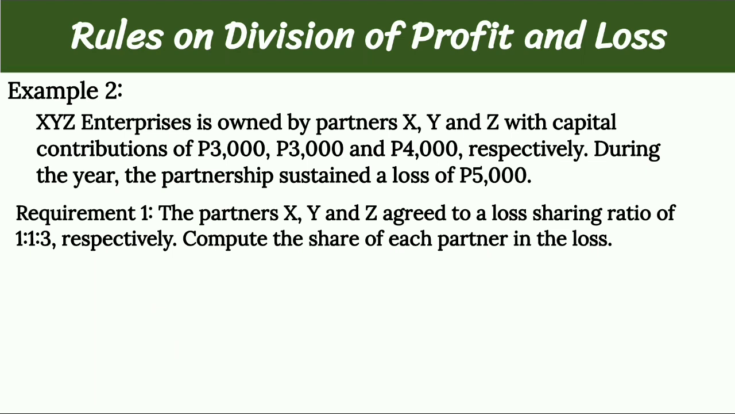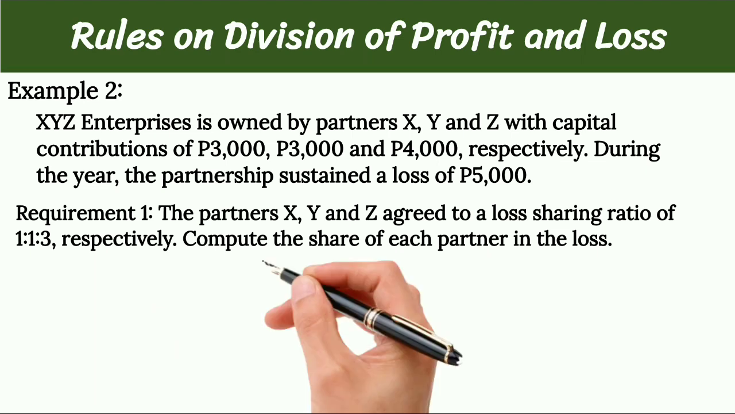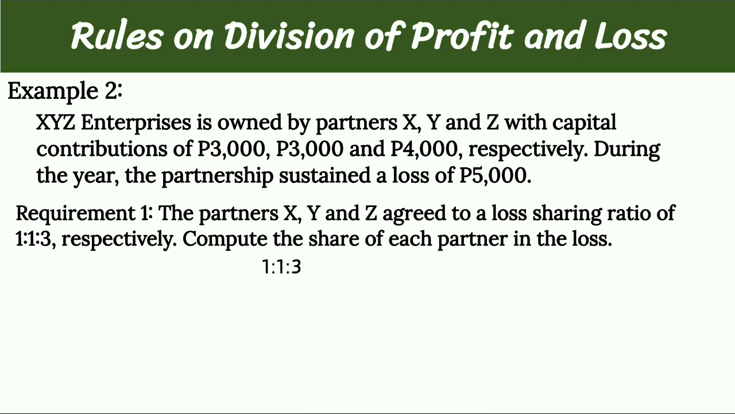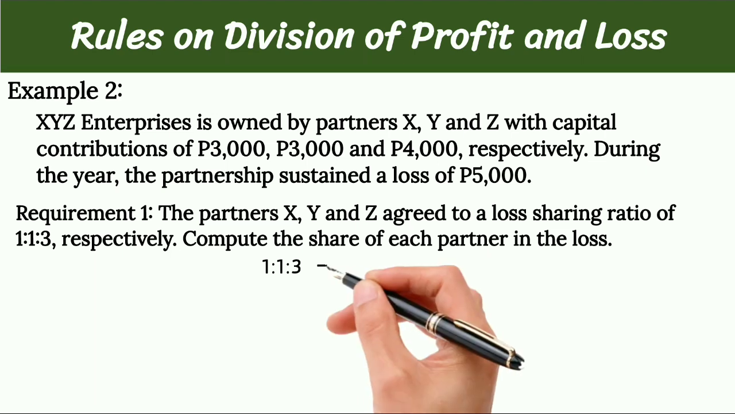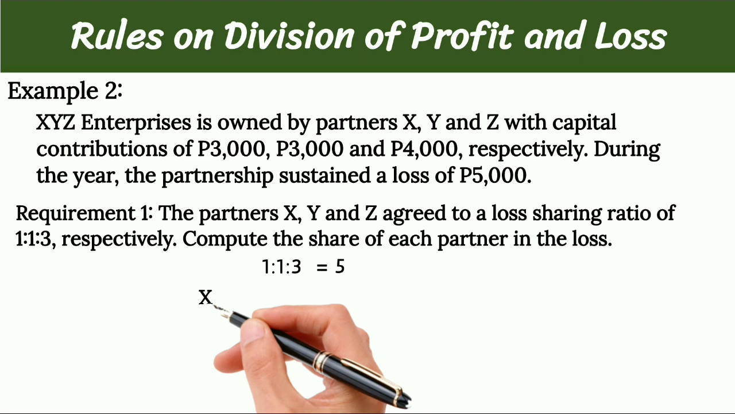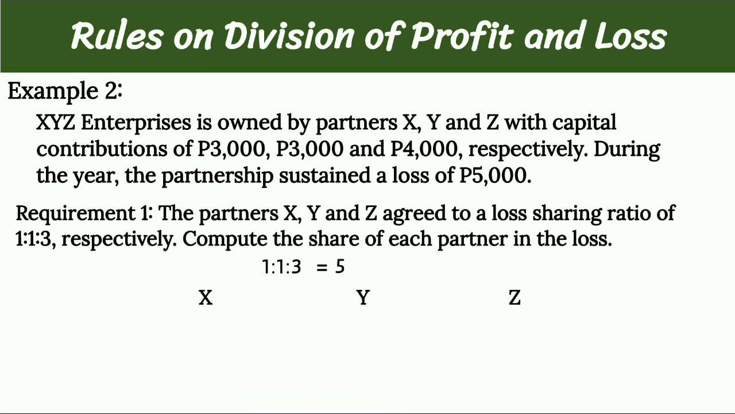Dahil meron silang loss sharing agreement, yon ang ating susundin. Susundin natin yung kanilang loss sharing agreement. Ang loss sharing ratio ay 1 to 1 to 3. 1 plus 1 plus 3, that is equal to 5. Yang 5, yan ang magiging denominator.